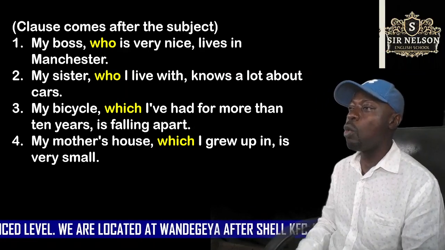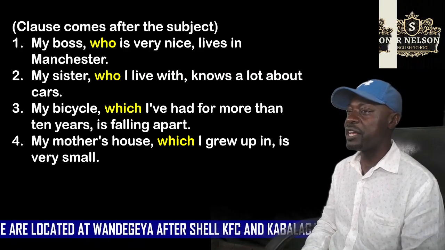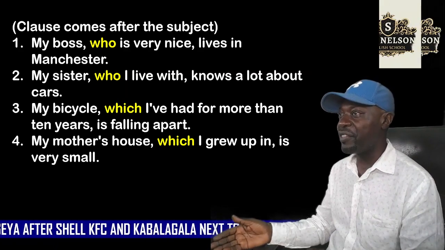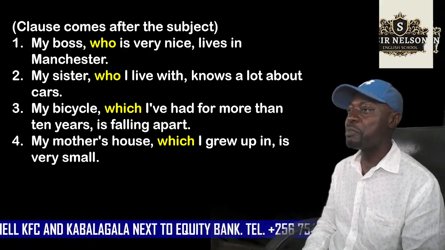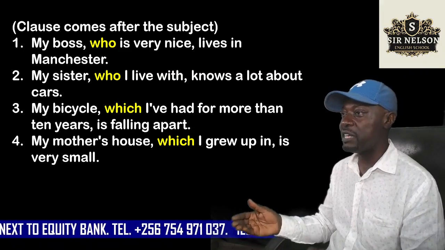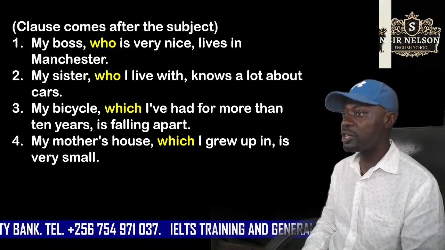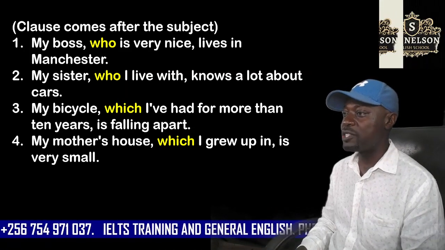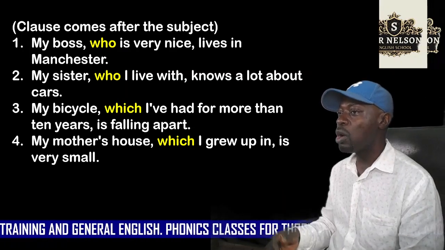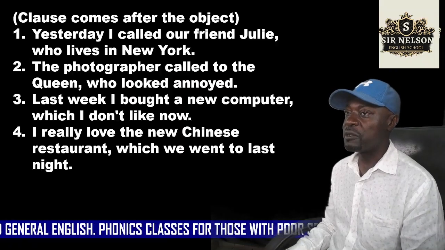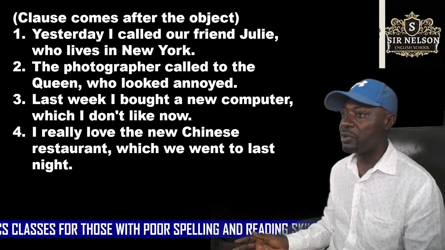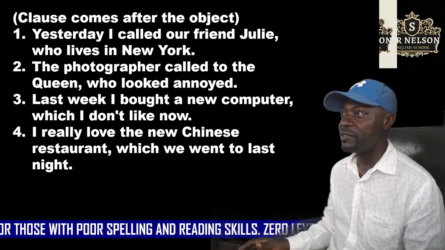My sister, who I live with, knows a lot about cars. Who I live with, that is a relative clause. My sister, that I live with. That is wrong, so use who. My bicycle, that. So in this case, use who or which for things. You can try these examples. The examples will tell you after the object.